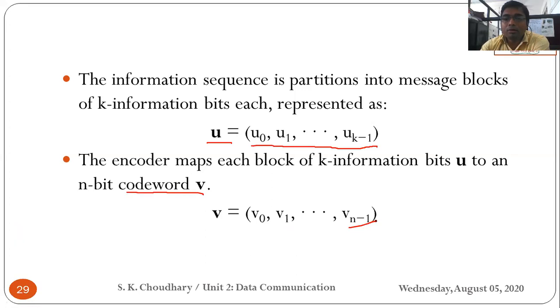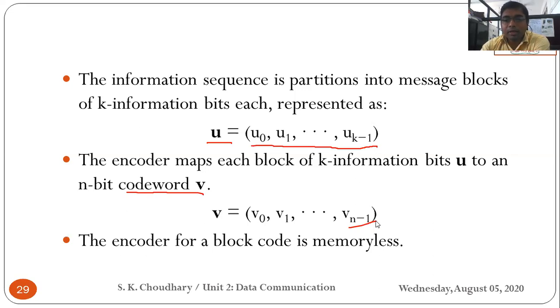Okay. Now here we have to see that using u, which has the k information bits, when it is passed to the encoder, it generates the code word v, which has n bits, and the representation is like this. And the encoder we are using here has a very important property: it is a memoryless system. It does not remember. So every time you use different information bits, you get a different code word. Okay.